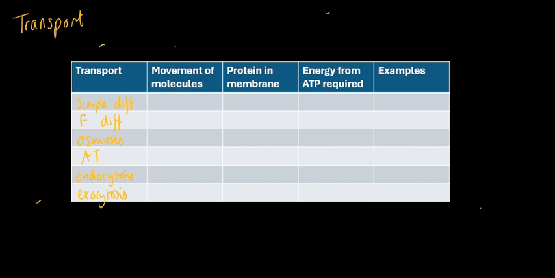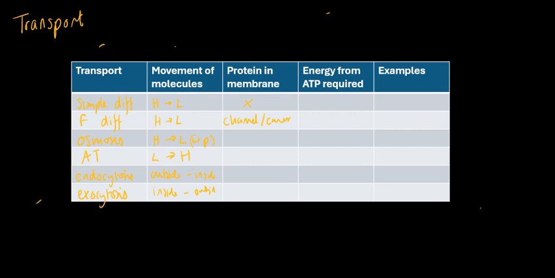So we're going to have the movement of molecules from high to lower concentration, same with this, from high to low concentration, and then this is also going to be from high water potential to low water potential. For active transport, we're going to have from low concentrations to high concentrations, and this is going to be from outside to inside, and this is the other way around, inside to outside. So protein in the membrane, none required. Protein in the membrane, channel and carrier proteins.